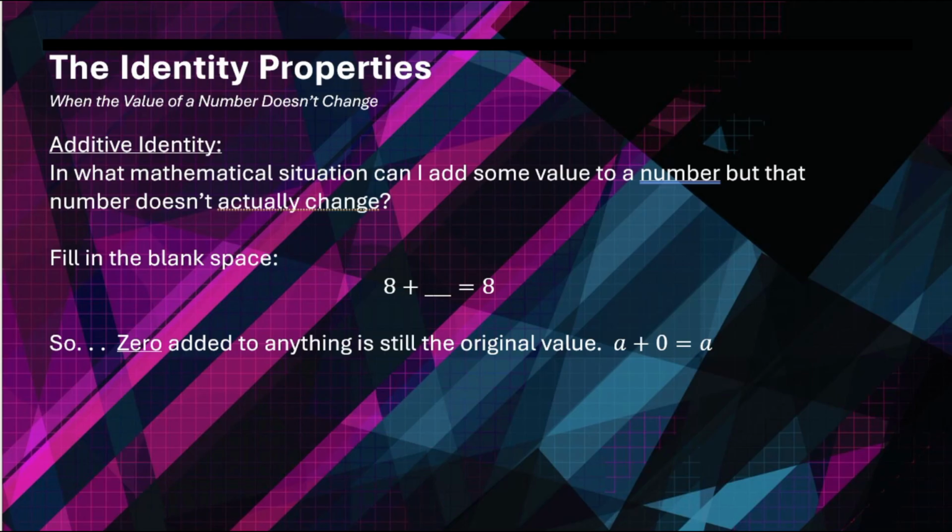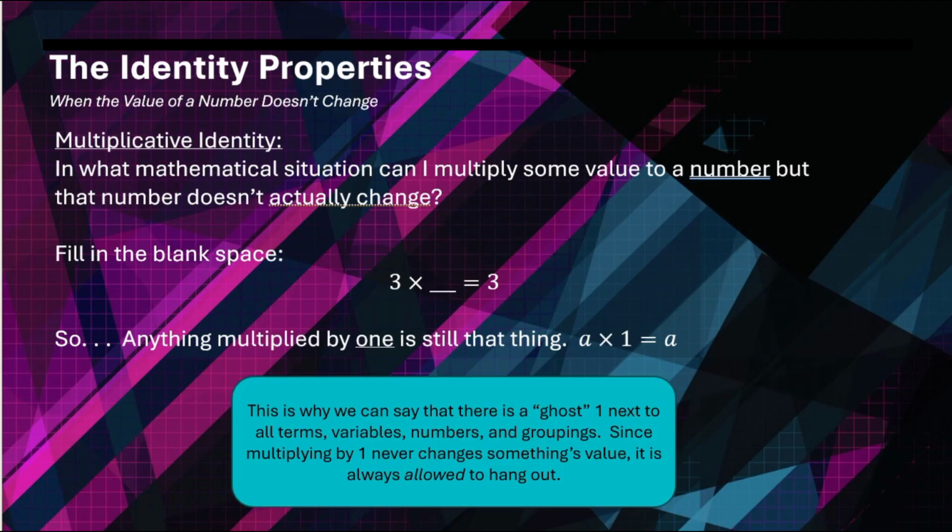All right. Then we have a multiplicative identity. So it's the same kind of question for yourself. In what mathematical situation can you multiply some value to a number, but that number doesn't actually change? Okay. So again, we have a fill in the blank situation. 3 times some number still equals 3.